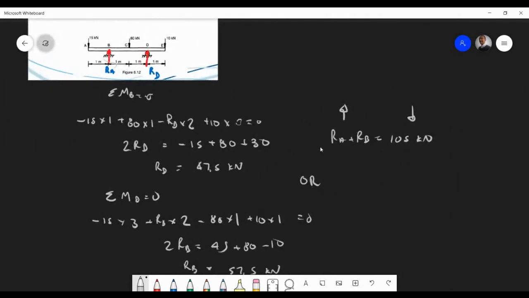So let's say you didn't do this step here. You could have just said RD was 47.5, and RA plus RD equals 105. You want to solve for RA. If you're sure, you say 105 minus 47.5, that's 57.5. That's if you're pretty sure.